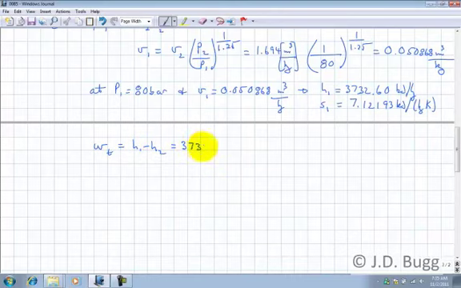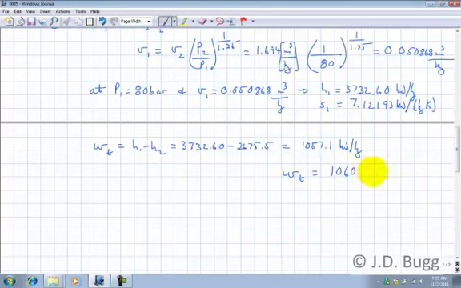So 3732.6 minus 2675.5 equals 1057.1 kilojoules per kilogram. So the work of the turbine, which is the first thing we were after, is 1060 kilojoules per kilogram. Notice my final answers, I'm rounding to 3 significant figures. So that's the work of the turbine.